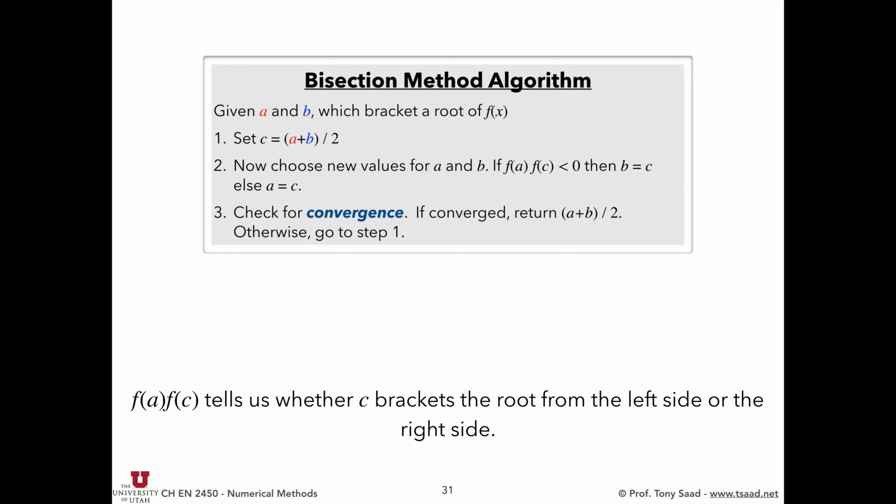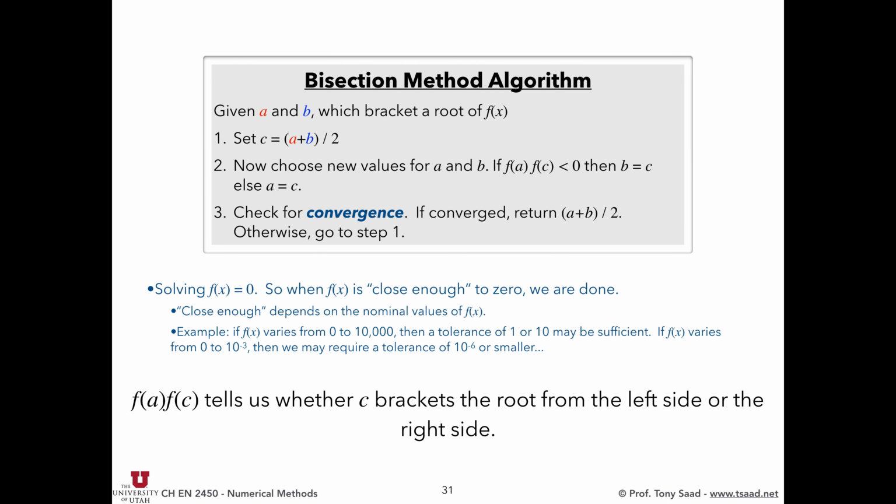Okay, so again, f of a times f of c tells us whether c brackets the root from the left side or the right side. Now, convergence, being close enough, is saying that f of x is close enough to 0. So we can do this in 2 ways. The simplest way is to just check if f of c is less than a certain tolerance, but you've got to be cognizant of the size of f. So, for example, if f varies from 0 to 10,000, then a tolerance of 10 may be sufficient. But if f varies from 0 to 10 to the minus 3, then you may require a tolerance of 10 to the minus 6. Another way is to do a relative tolerance and keep track of the roots and check if you're making any improvement on the root.